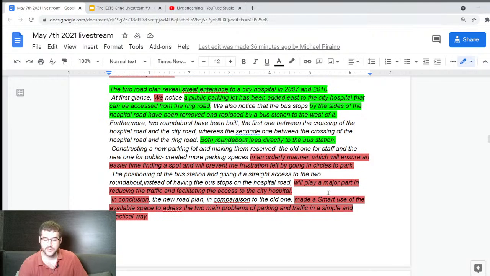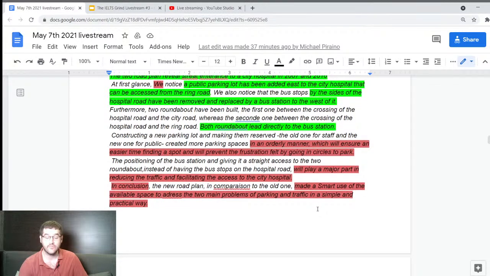Both roundabouts lead directly to the bus station. Again, vocab grammar problems, but he's talking about how the roundabouts connect to the bus station. He talked about where the roundabouts were earlier. This is good stuff.